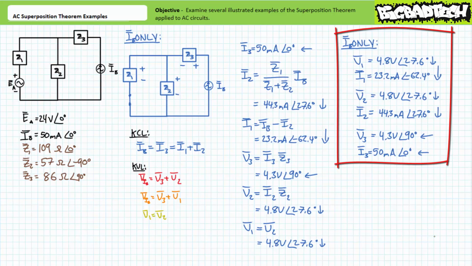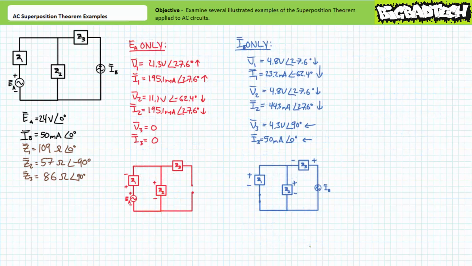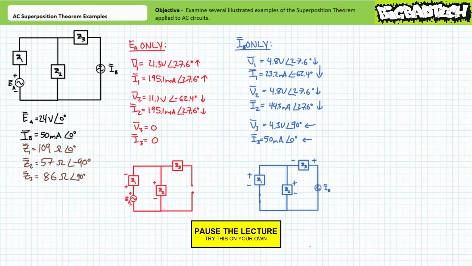Let's now summate our values. Stage 3 of this second illustrated example problem now dictates we summate the values of our previous analyses, accounting for not only magnitude and phase shift, but also polarity and direction. By all means, pause the lecture and try stage 3 on your own. If you're tracking, you should have obtained the following results.